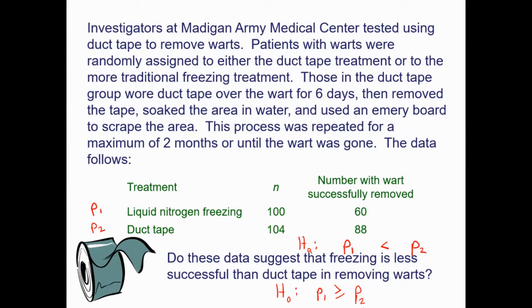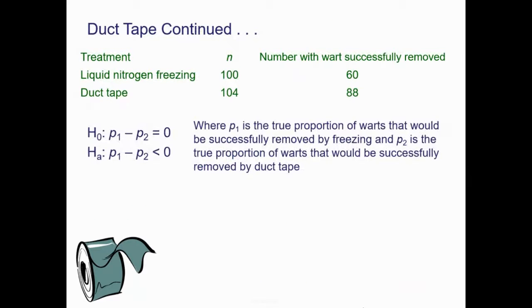Now I'm actually going to go to the next slide where this is written on there. So they wrote a whole paragraph defining what P1 and P2 are. Again, let's shorten it. I don't like paragraphs. I know y'all don't either. So P1 is the true proportion of warts removed by freezing.